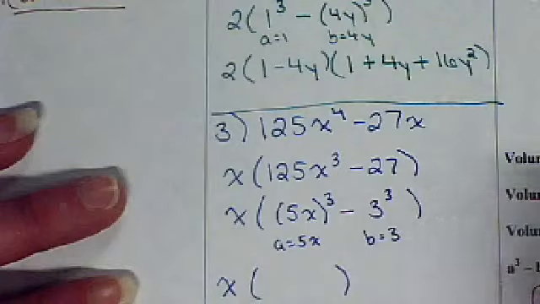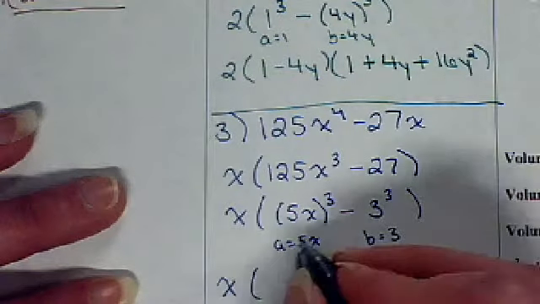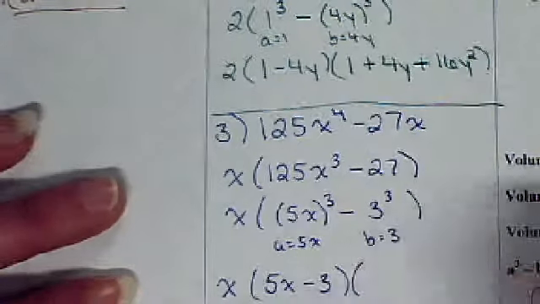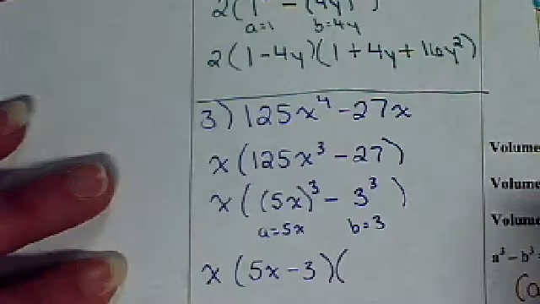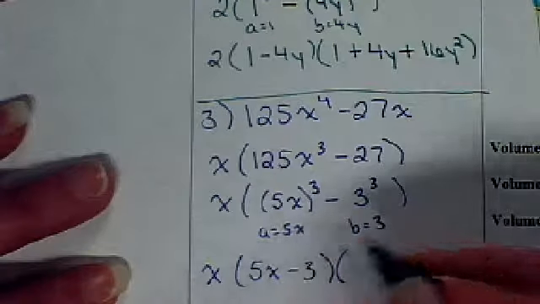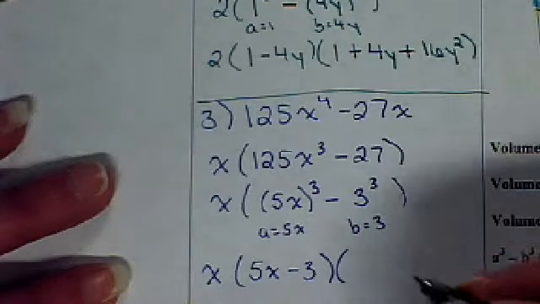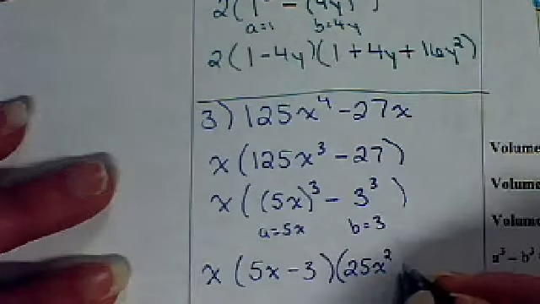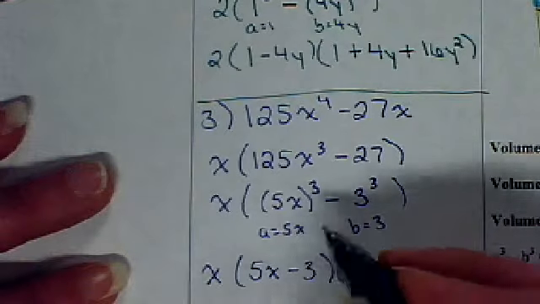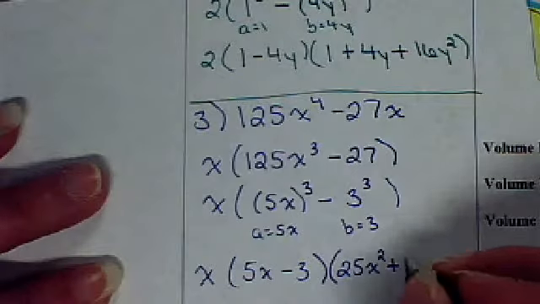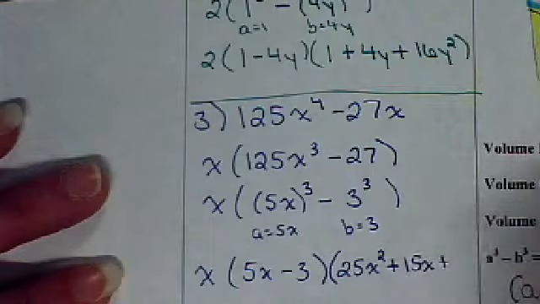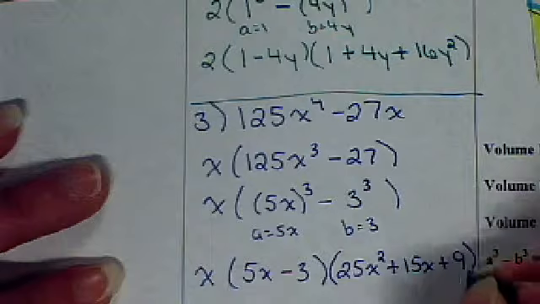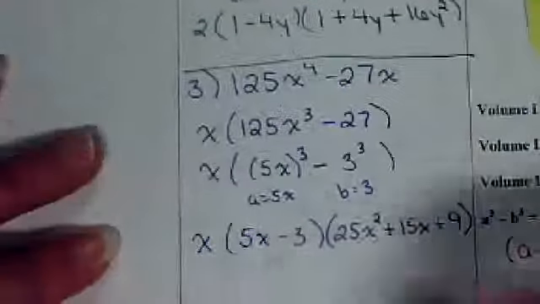In the parentheses, the formula says to take A minus B. Well, A is 5x, B is 3. The next parentheses start off with A squared. So if I took 5x and squared it, 5x times 5x gives me 25x squared, plus A times B, 5x times 3 is 15x, plus B squared. 3 squared gives me 9. And we are done.